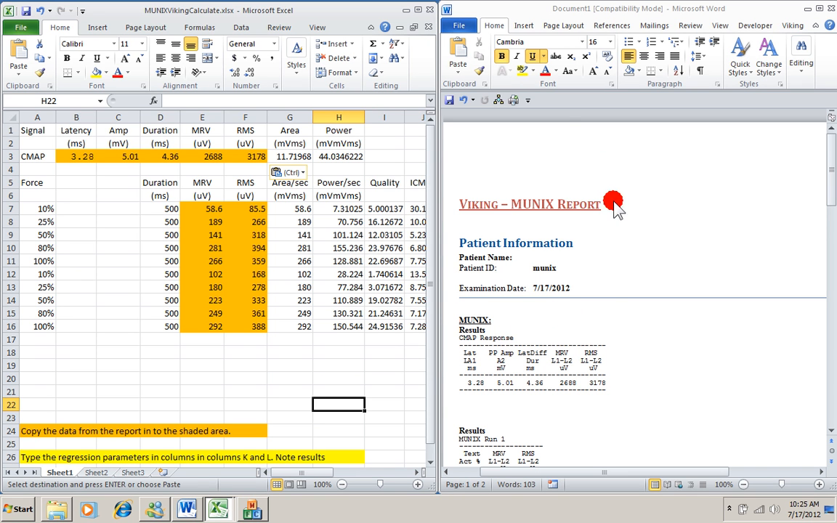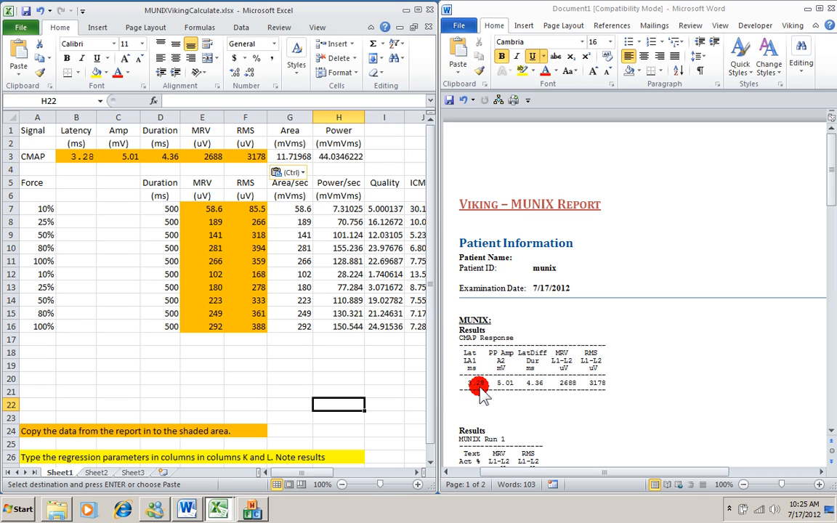This screen shows the Viking report on the right hand side using a Microsoft Word program, and on the left hand side we have the MUNIX calculator. Let's see how the information is transferred manually from the Viking report into the spreadsheet. The areas where we need to input the data are highlighted. Let's start with the CMAP.